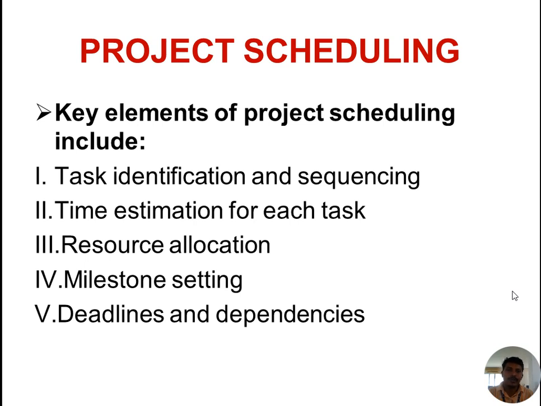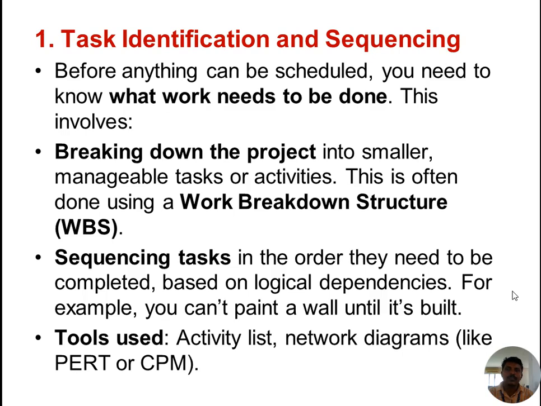What are the key elements included in project scheduling? The following key elements are involved: task identification and sequencing, time estimation for each task, resource allocation, milestone settings, deadlines and dependencies. The first key element is task identification and sequencing.